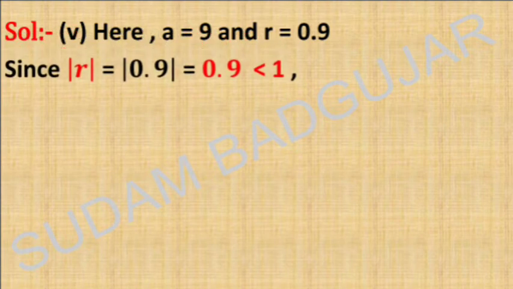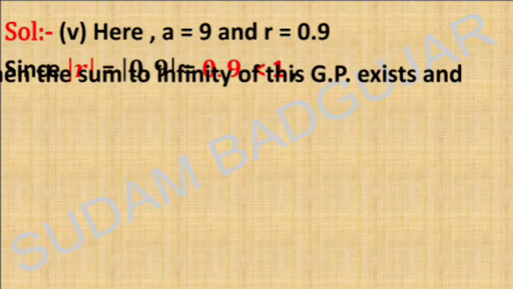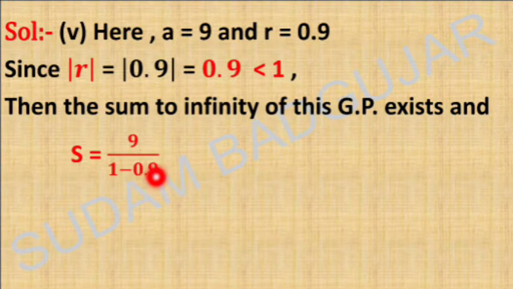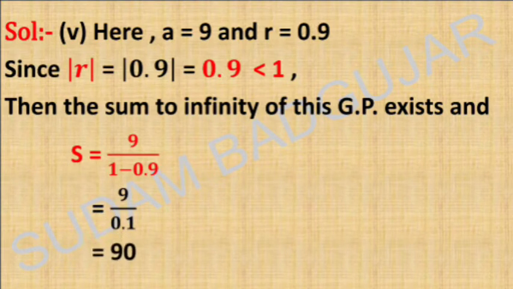Fifth one, here A is equal to 9 and R is equal to 0.9. Then absolute value of R is 0.9, which is of course less than 1. Then the sum to infinity of GP exists and its value is S is equal to A upon 1 minus R. Substitute its value, 9 upon 1 minus 0.9. How much is 1 minus 0.9? That is 0.1. 9 upon 0.1 is nothing but 90. Its addition is 90. Okay.